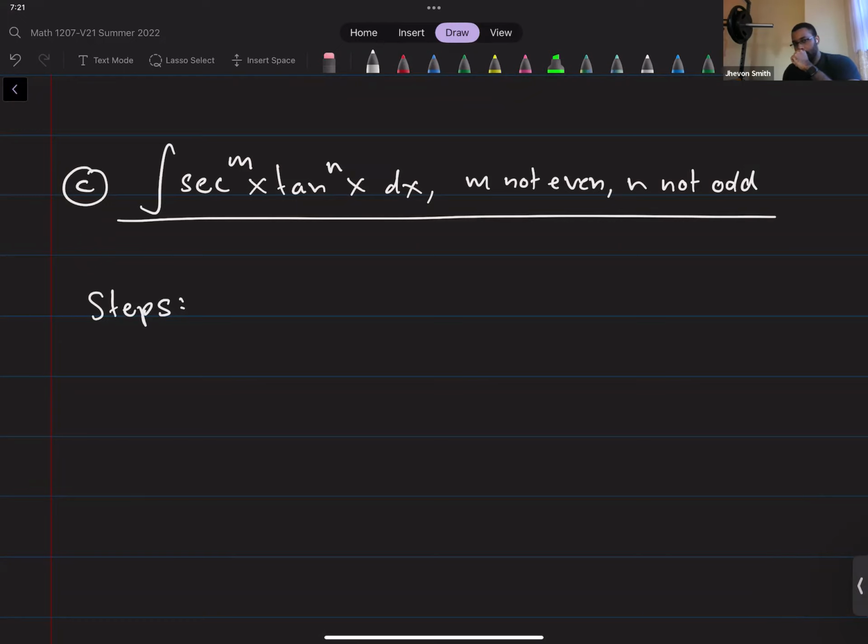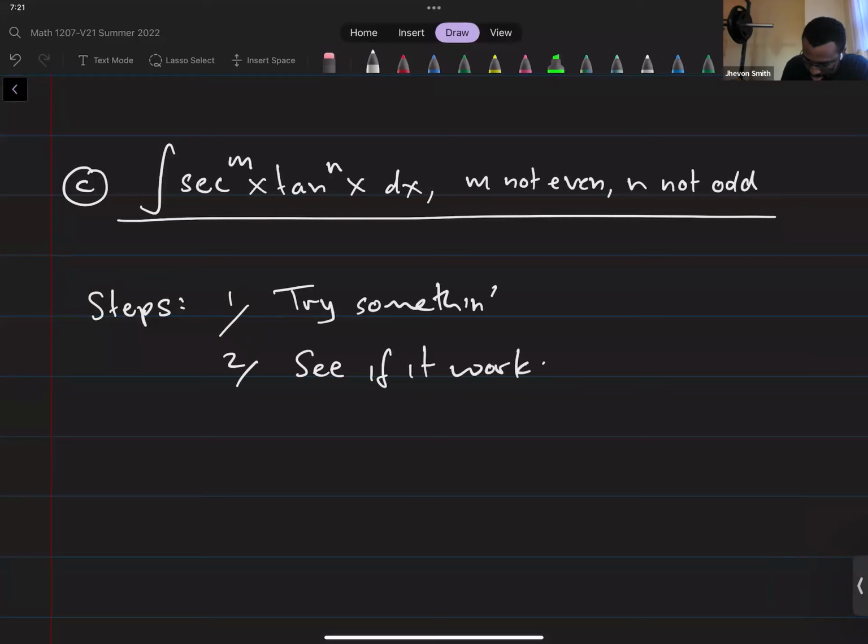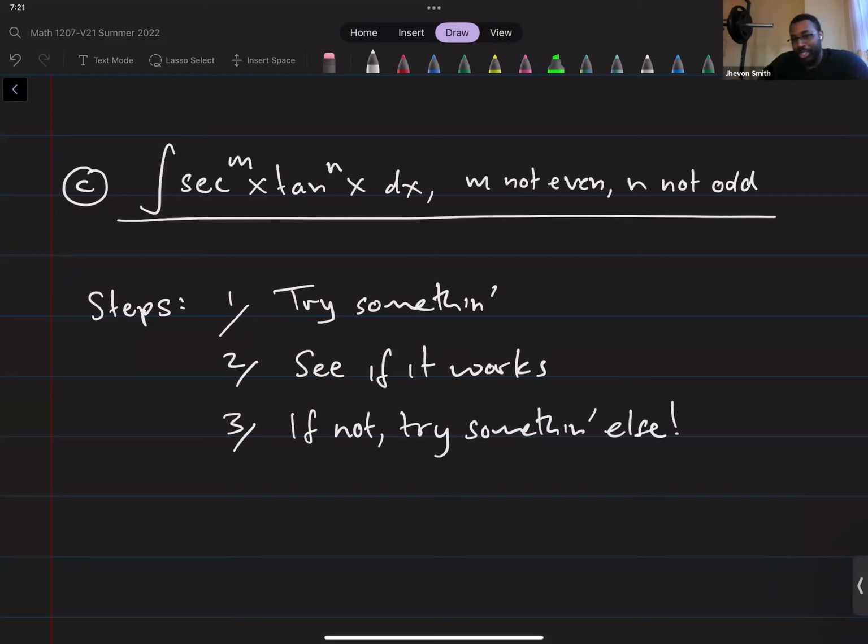Okay, so here are going to be the steps. You guys ready? Pay attention to this. So first thing we're going to do is we're going to try something. Going to see if it works. And third, if not, try something else. I'm only half joking. There is literally no standard approach at this point. You're going to try stuff. And with experience, you'll get a feel for the kinds of things you want to try before trying something else.